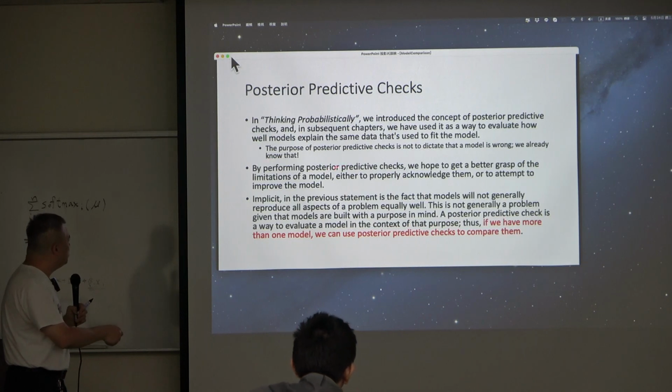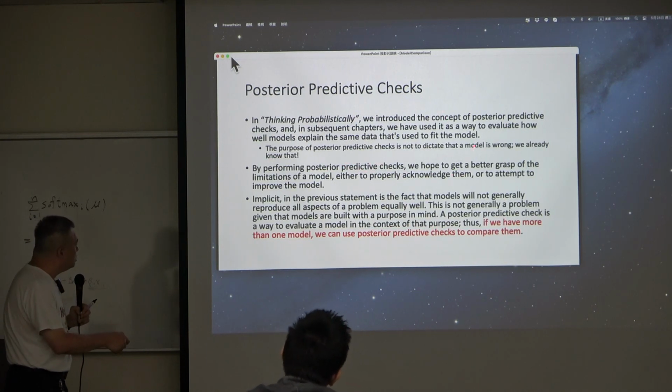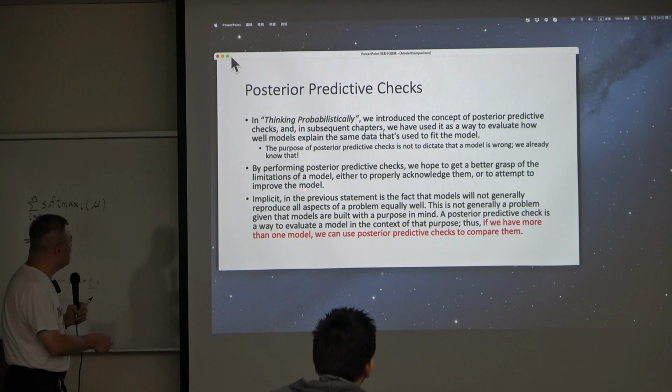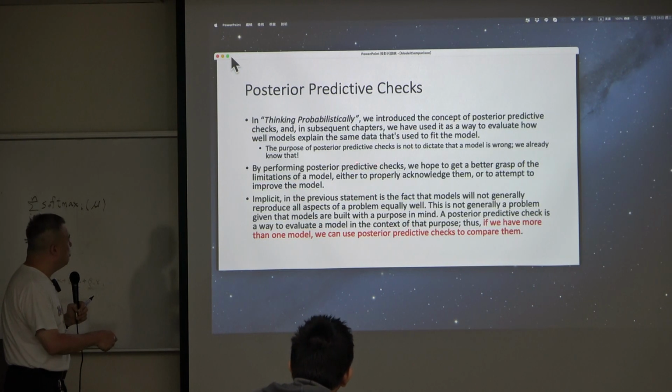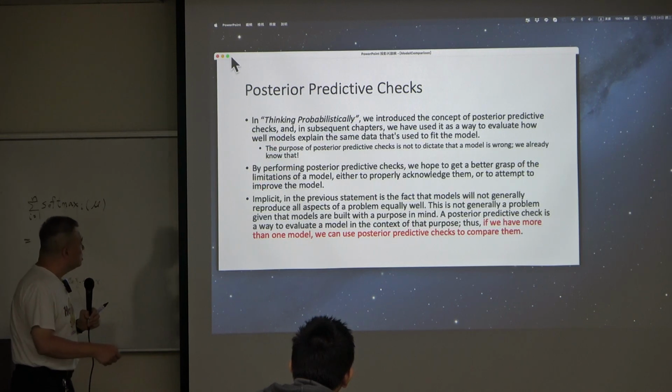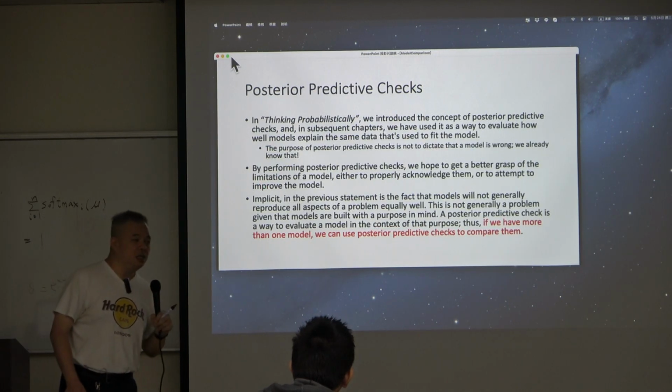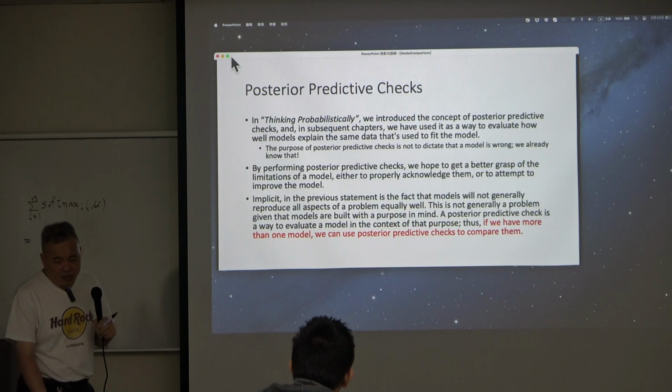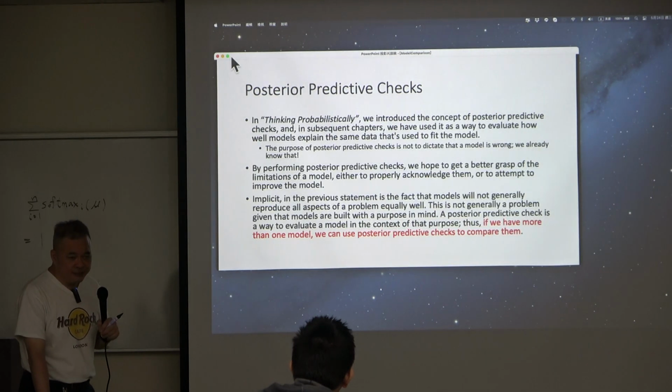Okay? By performing posterior predictive checks, we hope to get a better grasp of the limitations of the model, either to properly acknowledge them or to attempt to improve the model. So this posterior predictive check is one of the most important tools for model comparisons.